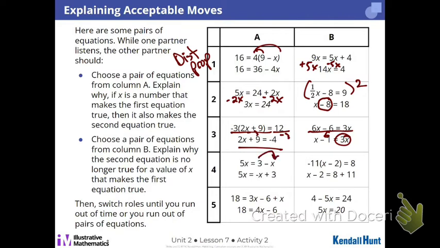Right here, they did a little switcheroo. That is called the commutative property. That doesn't change the answer. Over here, they added 11. Why does that not get rid of that? Why does adding 11 not get rid of the -11?